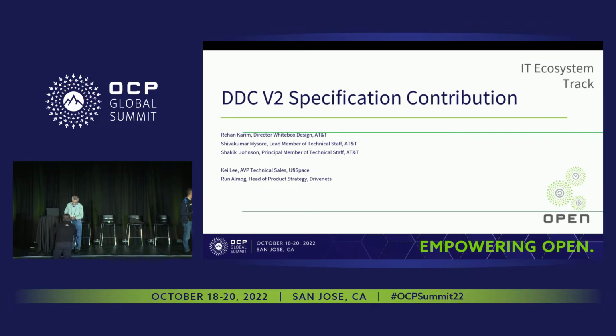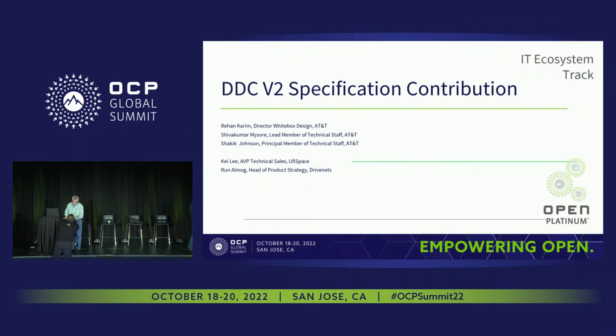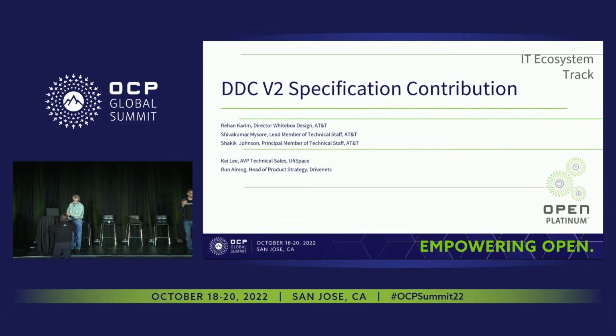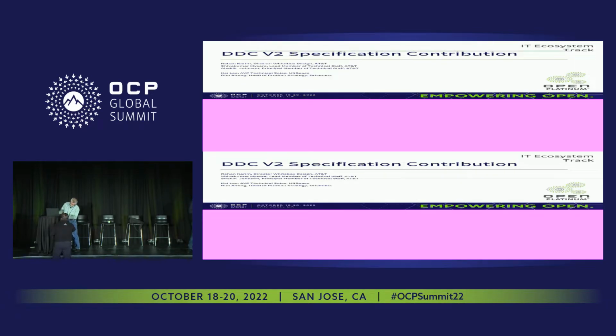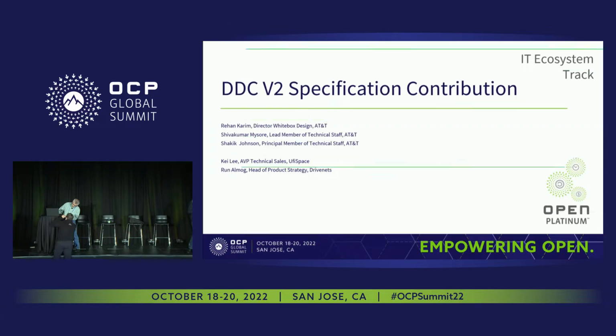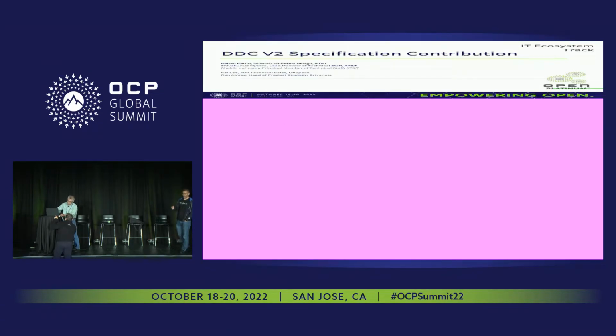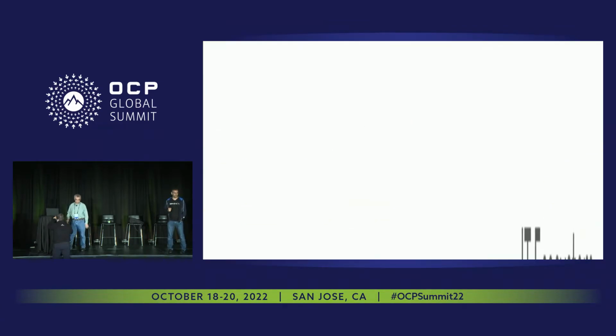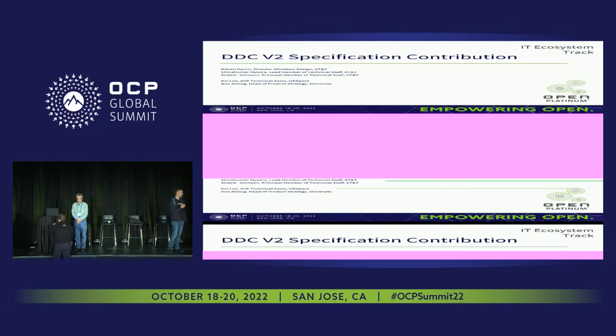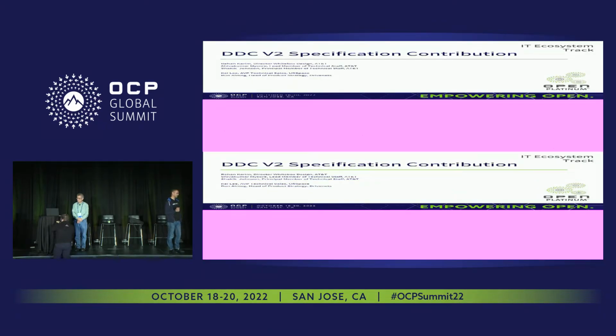It's about introduction of DDC, Disaggregated Distributed Chassis. And this definition came from AT&T 3-4 years back and was made as a contribution to OCP. Now we're talking about DDC version 2 in this session. So let's try to understand what is version 1 before we jump into version 2.